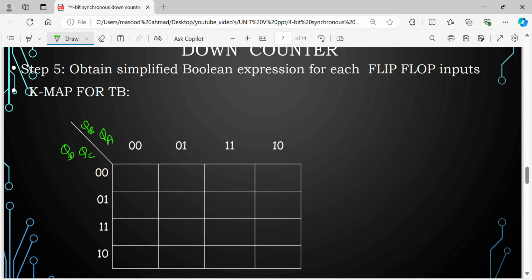It is for 0 it is 1, for 2 it is 1, for 4 it is 1, for 6 it is 1, for 8 it is 1, for 10 it is 1, for 12 it is 1, for 14 it is 1, right? So can I combine like this? I can combine like this. If I combine it, then the expression for TB turns out to be, what is that? It is QA bar.